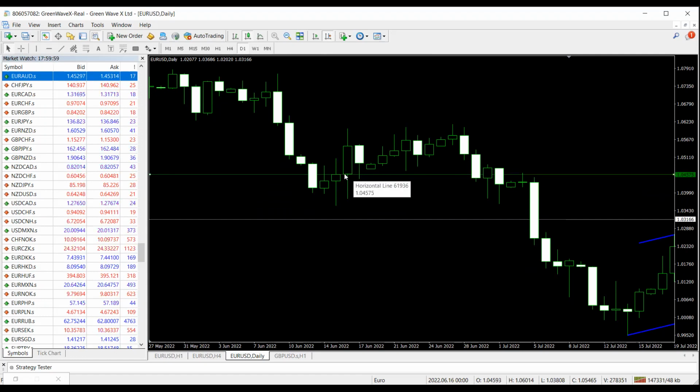But what happened here? This one closed here, but this one opened above. There is a really big gap here. This is how big the gap is. See the gap? This one closed, and this one opened here.